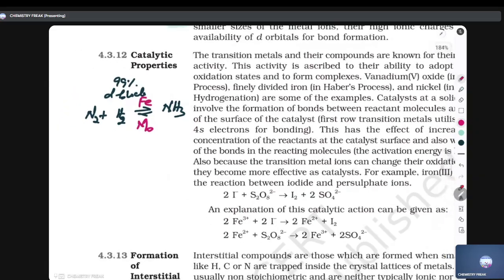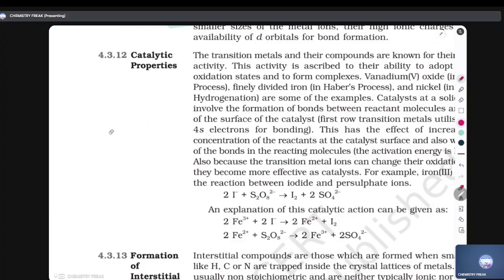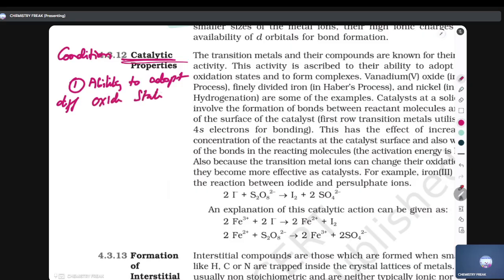Sir, போன இதுல சொன்னீங்கல்ல conditions for formation of complex அதே மாதிரி சொல்லுங்க. What are the conditions for a substance to be a catalyst? Conditions for catalyst என்னென்ன? Point number one, ability to adopt different oxidation states. That is the main thing and that is the only thing. For example, manganese பாரு from zero state plus 2, plus 3, plus 4, plus 5, plus 6, plus 7, up to plus 7 it can exist.